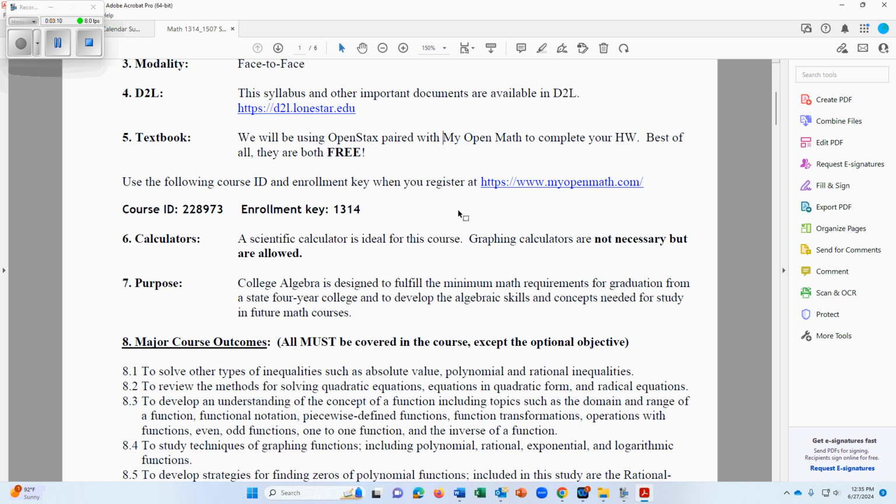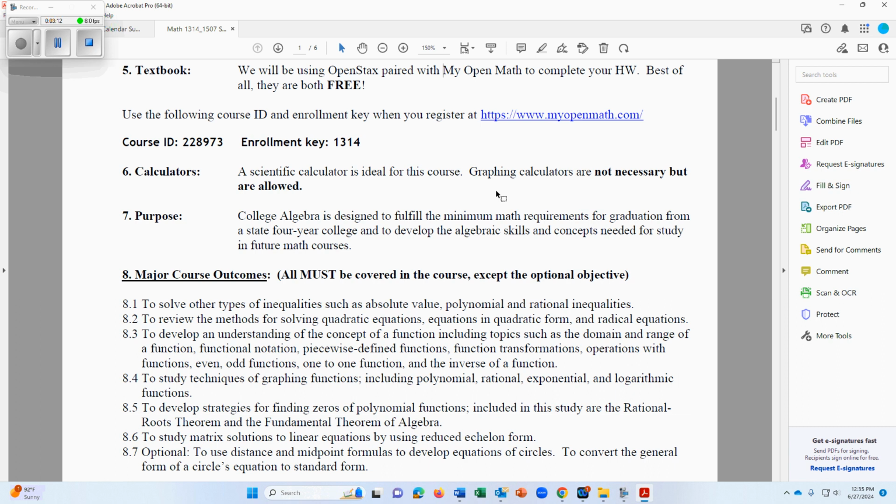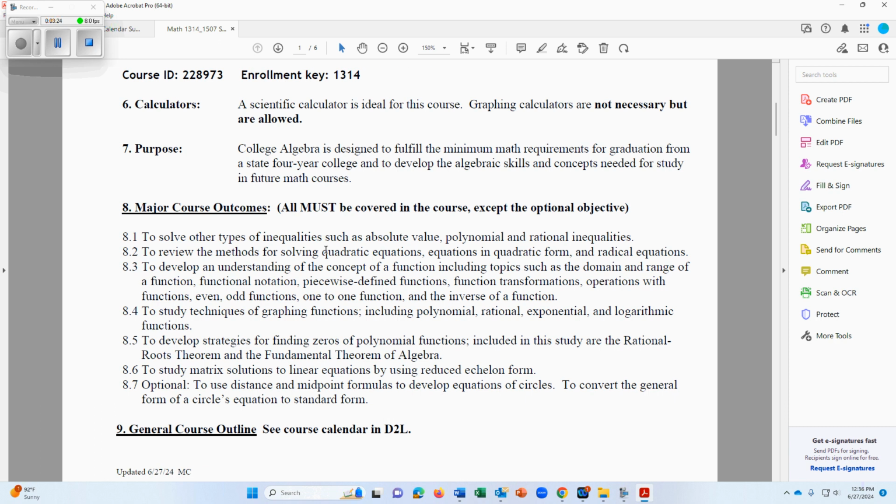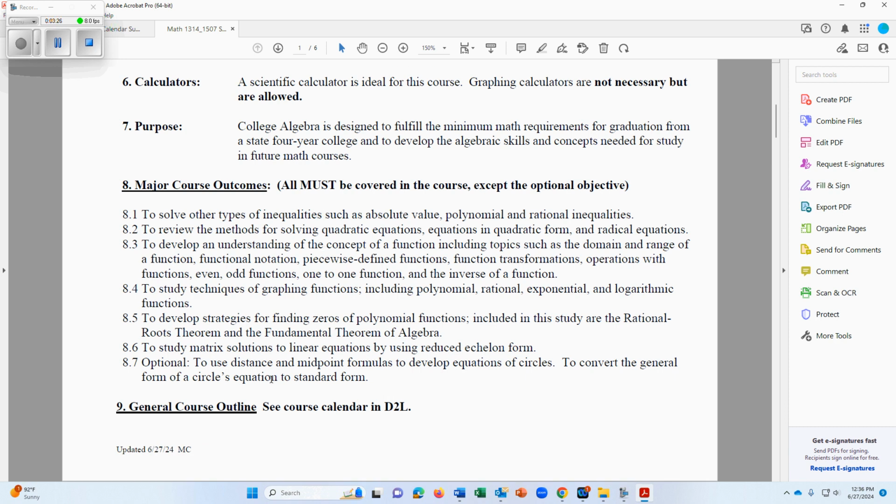Okay, so the purpose of this course: most people are just taking this as part of their graduation plan. And here are the outcomes for this course. I'm not going to read through this, but you can if you'd like to on your own. And then the general course outline. I do have a calendar in D2L, and I also have the calendar right here. So I'm going to go ahead and take a look at that now.